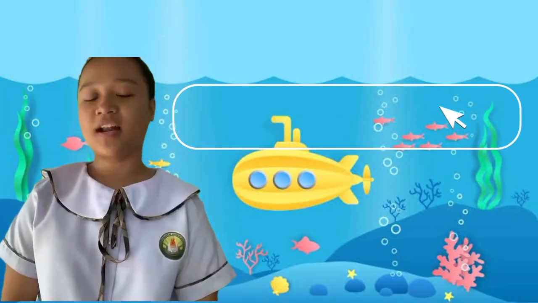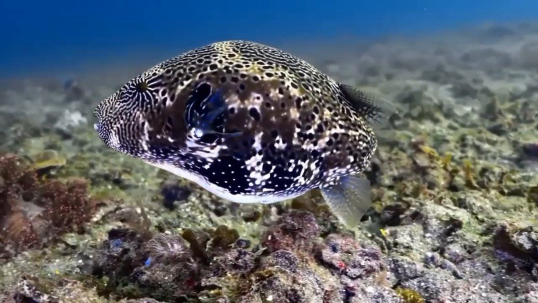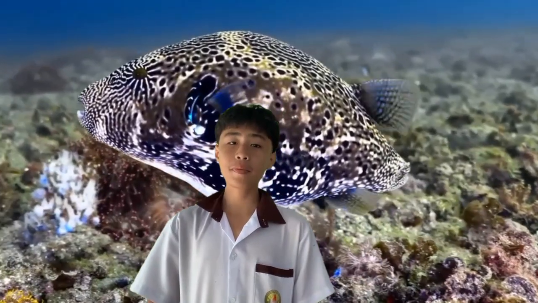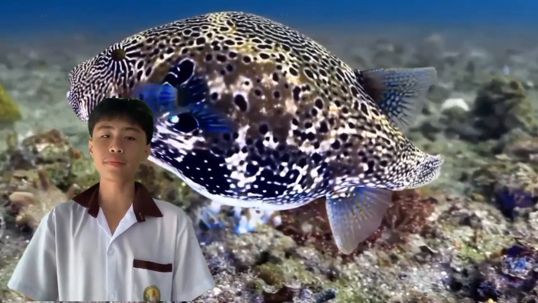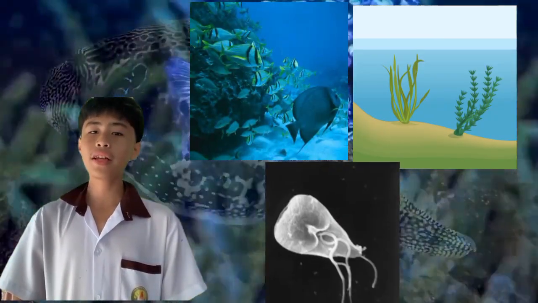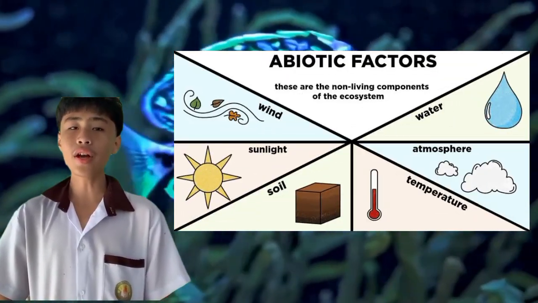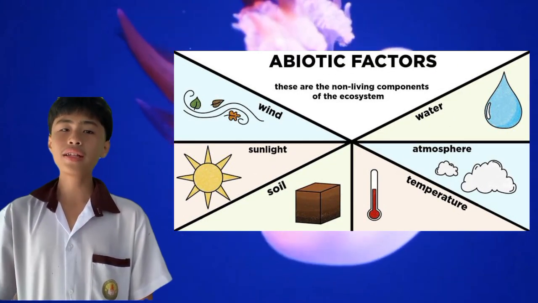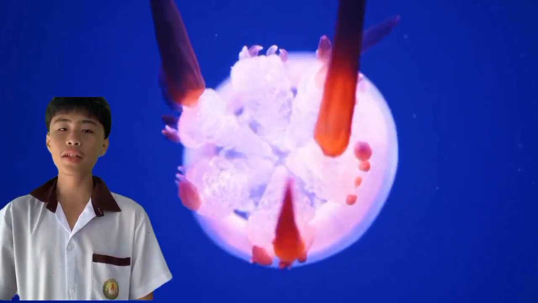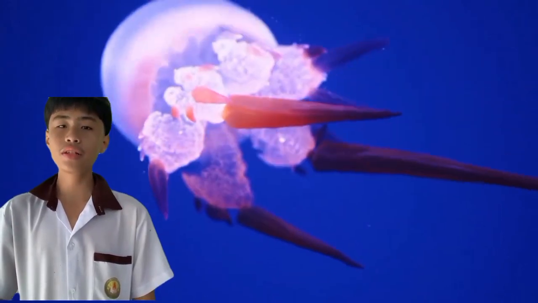So, what is an aquatic ecosystem? An aquatic ecosystem is a community of living organisms such as fish, plants, and microorganisms interacting with non-living elements like water, sunlight, and oxygen. This ecosystem exists in different bodies of water, including oceans, rivers, lakes, and wetlands.